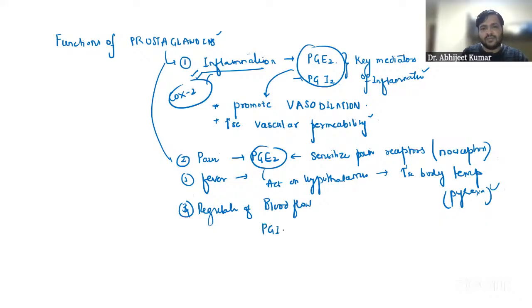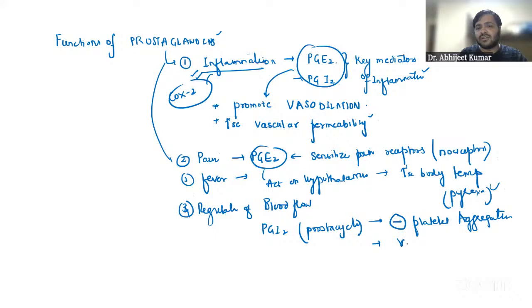Now, PGI2, that is prostacyclin, basically inhibits platelet aggregation. It does not allow platelets to aggregate, and it also causes vasodilation. Since it inhibits platelet aggregation and causes vasodilation, it plays a very protective role in blood flow and the heart, right?